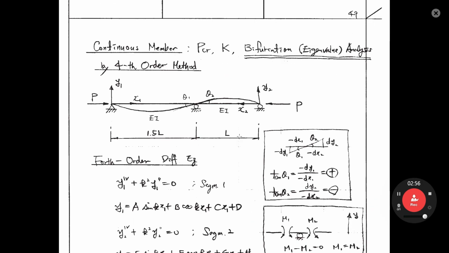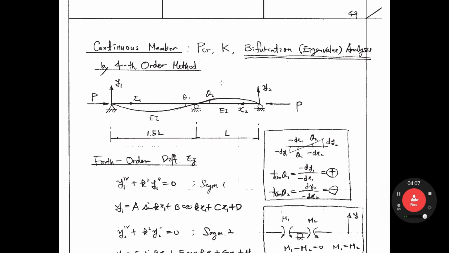Let's look at this kind of continuous member subjected to axial force. This member is a column, although it lies horizontally, because it is subjected to axial force. It is a two-story column. The lengths are 1.5 L and L. So far we learned just a simple one-story column, but this one is a two-story column. In this column, we will get PCR and K, the buckling load and the effective length factor.